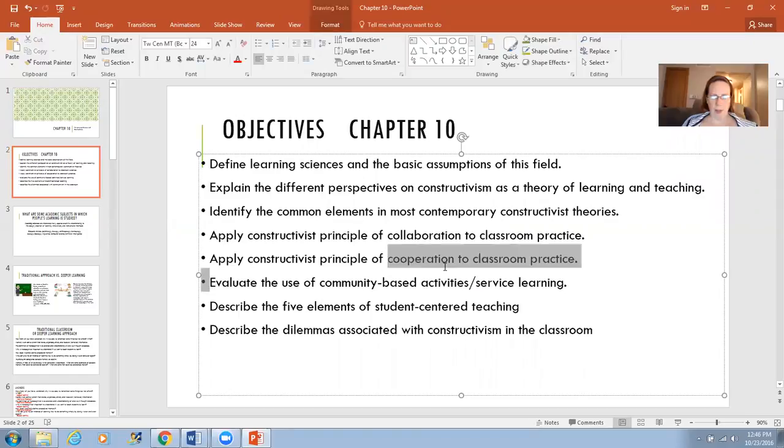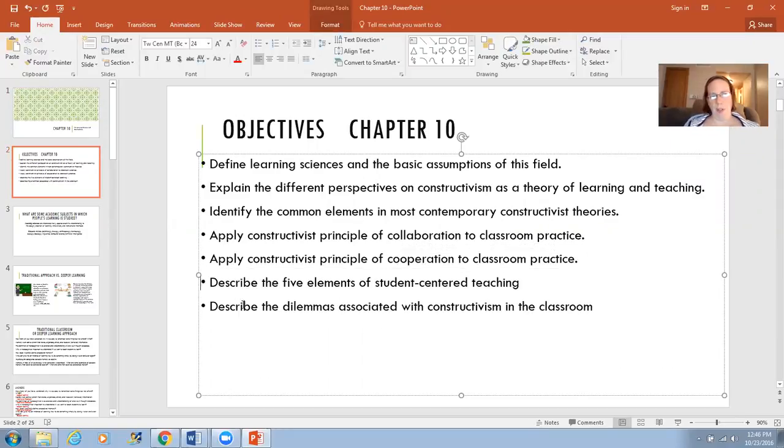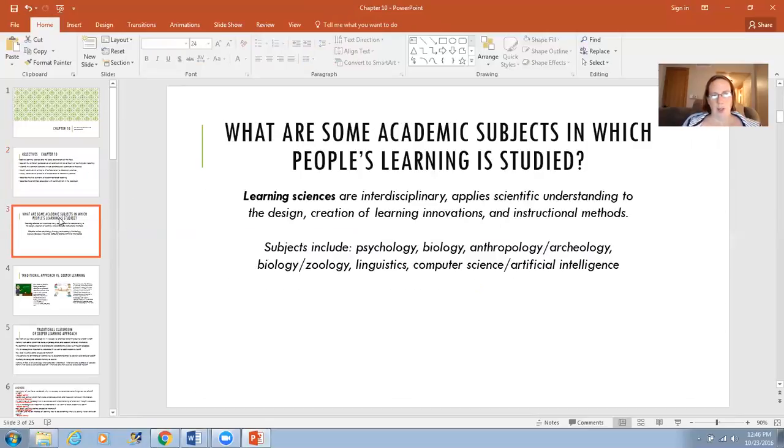Actually, we don't need that one. To describe the 5 elements of student-centered teaching and to describe the dilemmas associated with constructivism in the classroom. So let's see, we have 1, 2, 3, 4, 7 objectives for this unit.